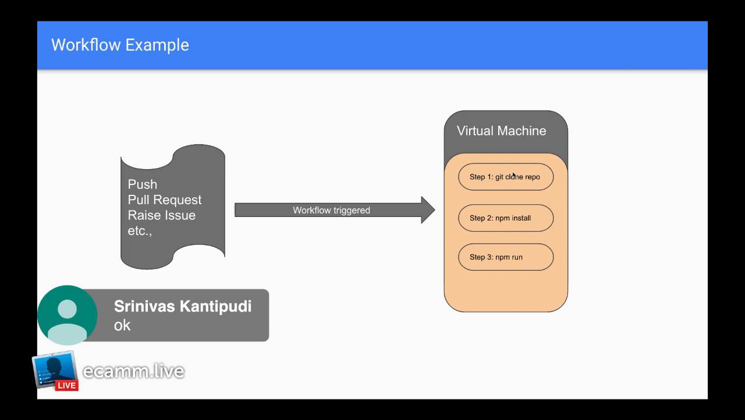So you can say that we'll do a git clone into some virtual machine. We'll do installation of the required dependencies. Then we run the test cases to ensure that whatever change has been pushed into the repository is not disturbing the existing functionality, right? So workflow is also the same.